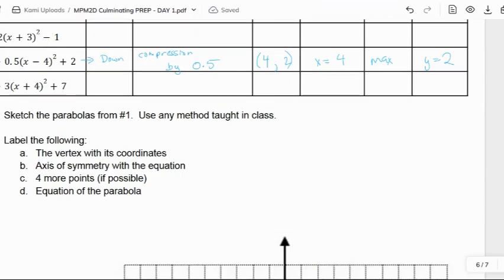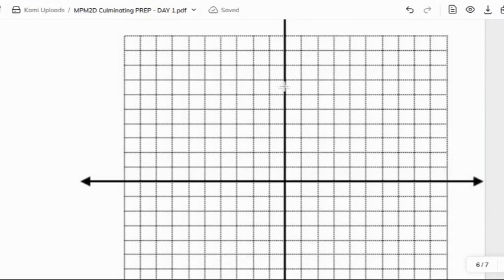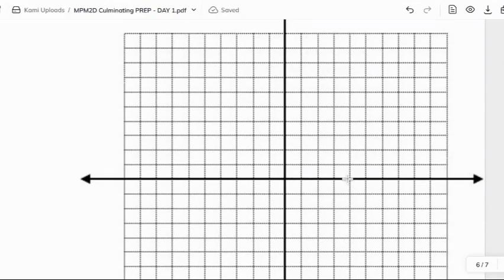Okay, and you can use any method, but I would encourage you to graph using the step pattern. Okay, so in this case, if I'm graphing it, I know the vertex is at 4, 2. 1, 2, 3, 4 across, 2 up. This is my vertex. I'm being asked to label it, right? 4, 2.